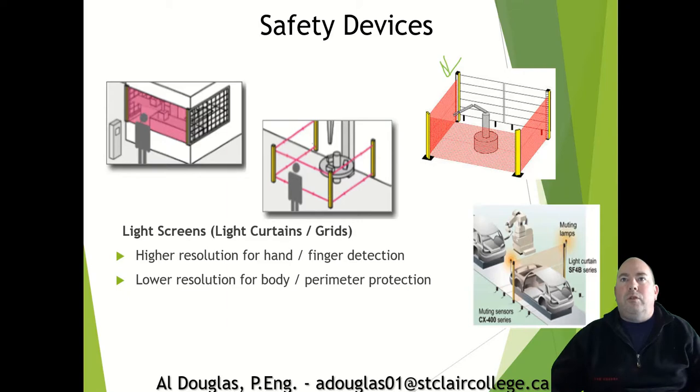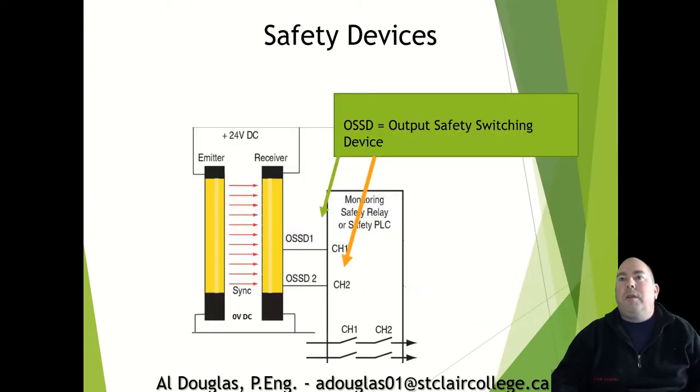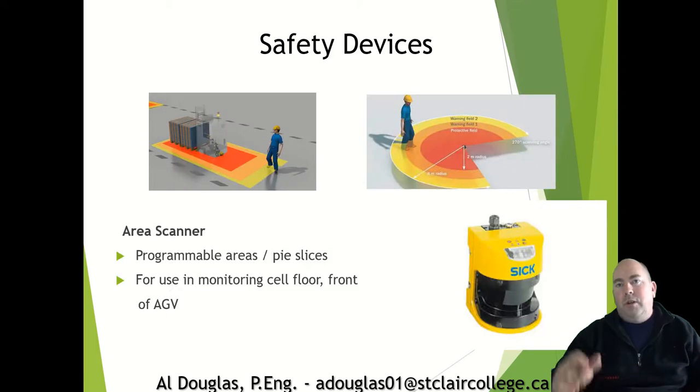You can also use mirrors. You can bounce them off of mirrors to do that. Here's a case where we have hard guarding on the sides and light curtain across the front like that. You can do lots of different configurations like that. There are calculations that we'll get into later in this course of how far these light curtains need to be away from the hazard, so how far that distance needs to be for them to be considered safe. And all these devices are 2-channel.